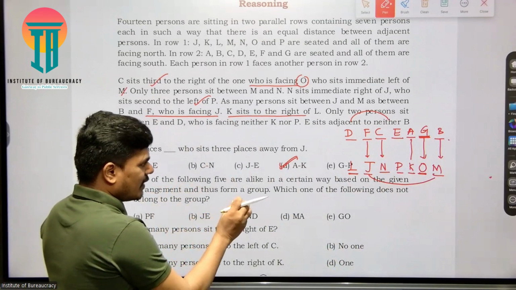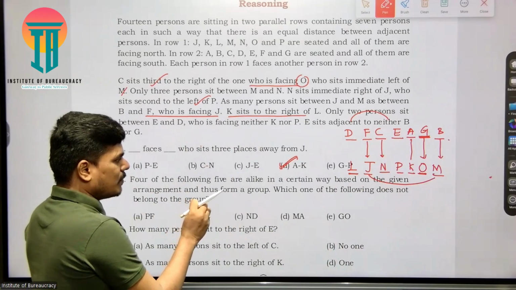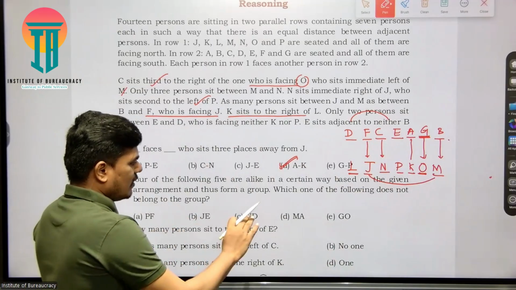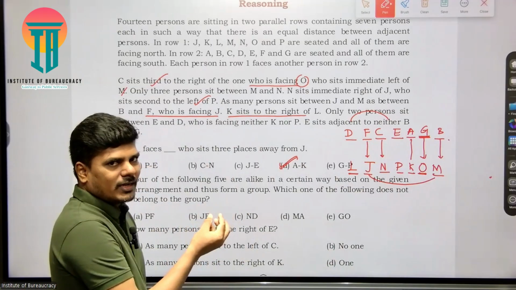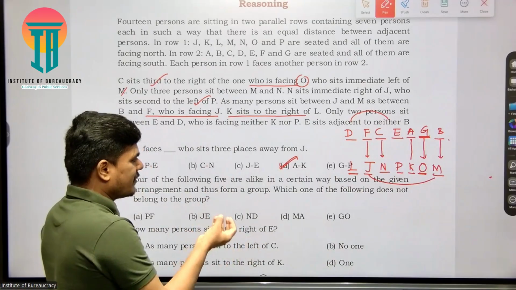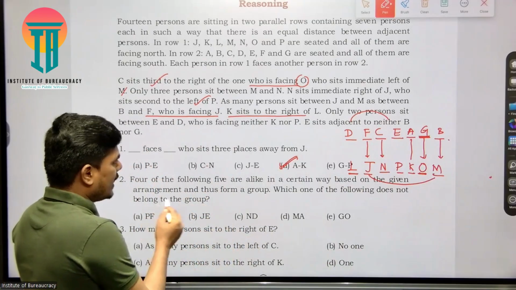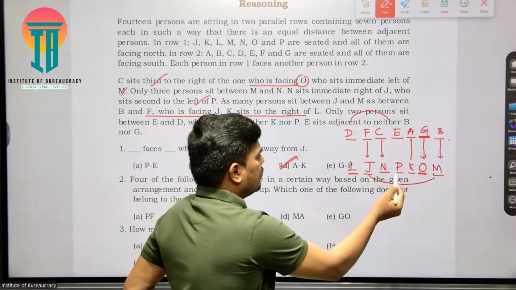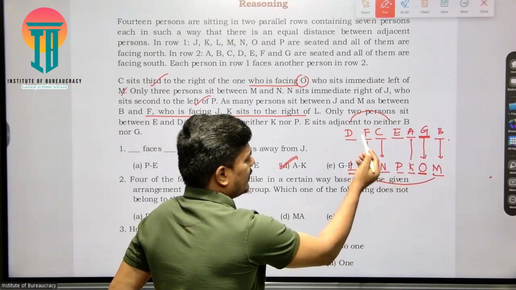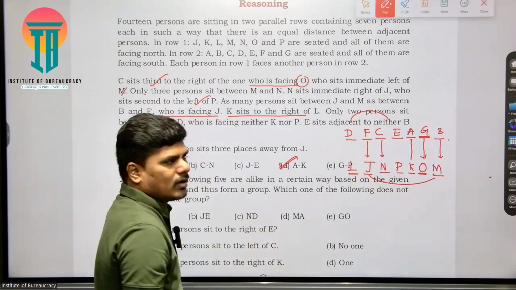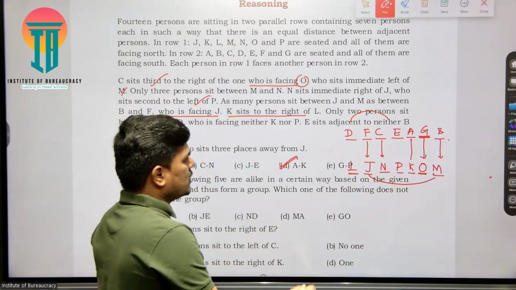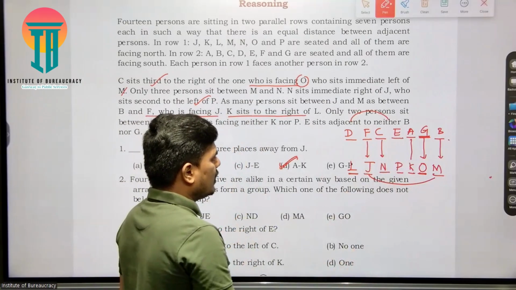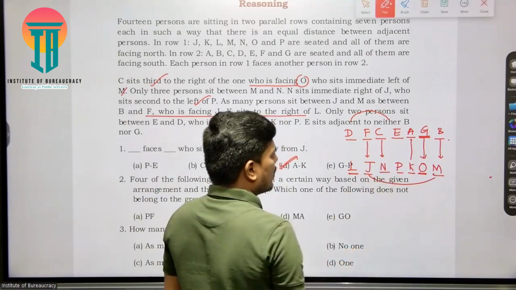4 of the following 5 are alike in a certain way based on the given arrangement and thus form a group. Which one of the following does not belong to the group? Out of 5, 4 are following a certain logic, one is not following that logic. That is what they are asking. Now if you take P and F, PF, it is in the first row and second row, but they are not opposite. Similarly, JE, they are not opposite. And then ND, it is not opposite.